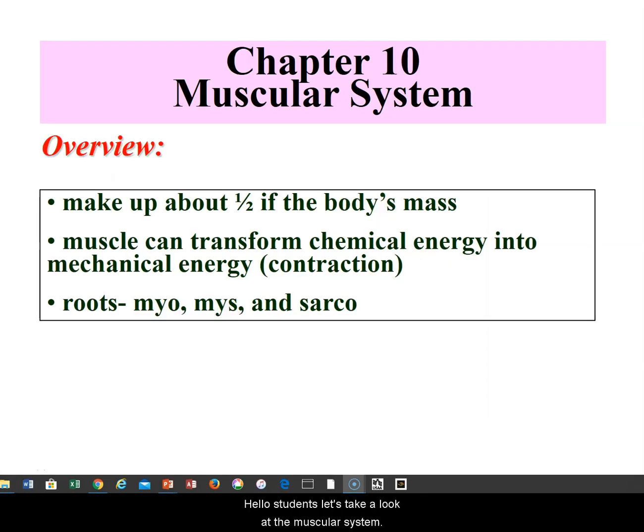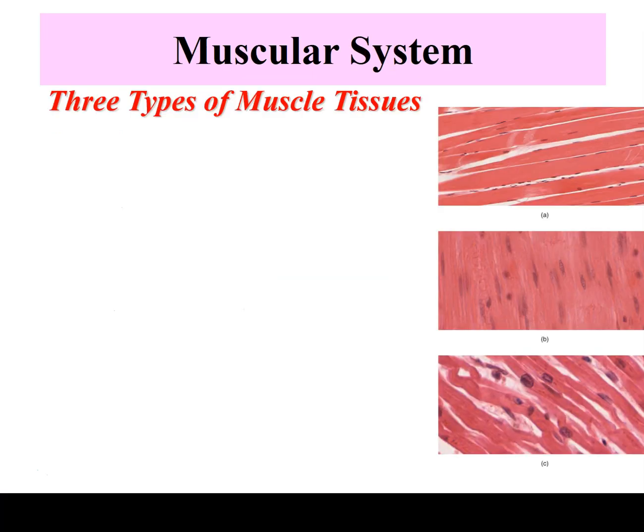Hello students, let's take a look at the muscular system. It makes up about half of the body's mass. The muscle can transfer chemical energy into mechanical energy for movement, contraction of muscles. And we look for those root words myo, mys, and sarco all have to do with muscle. There are three types of muscle tissues, and when we were studying about tissues, you learned about these.